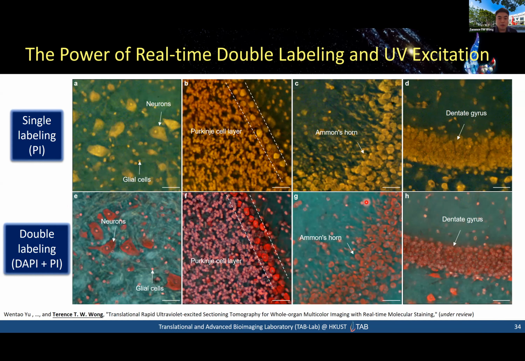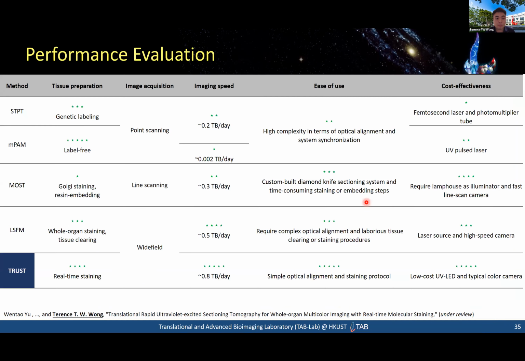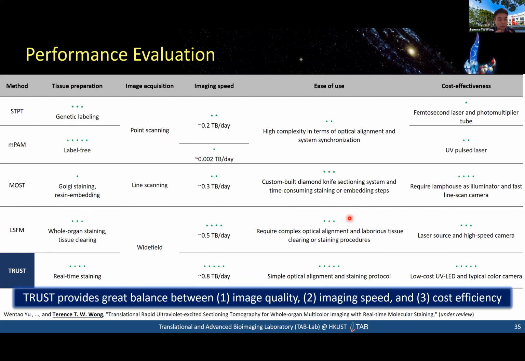Here I also want to give credit for this part. It's also important to compare different systems: tissue preparation steps, how easy or lengthy they are, whether it's point scanning, imaging speed, cost effectiveness, and so on. I believe the TRUST system, I'm not saying that we provide the very best image quality. I never claim so, but it's really a nice interplay or balance between image quality, imaging speed, and cost effectiveness. This is the table summarizing those three points that I want to mention.